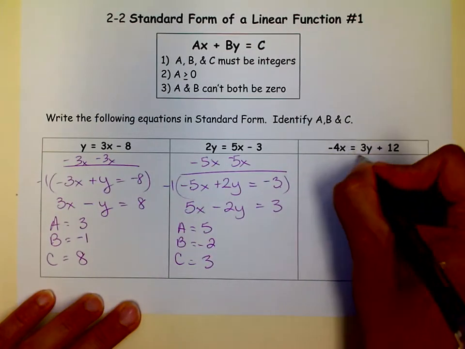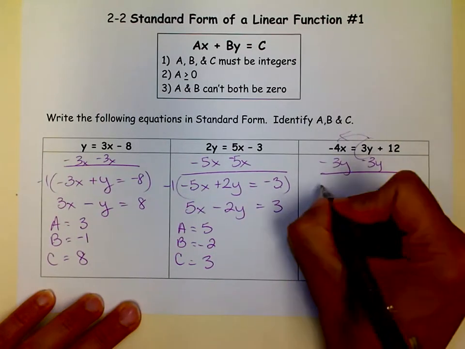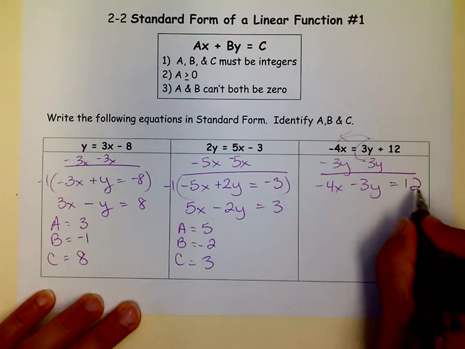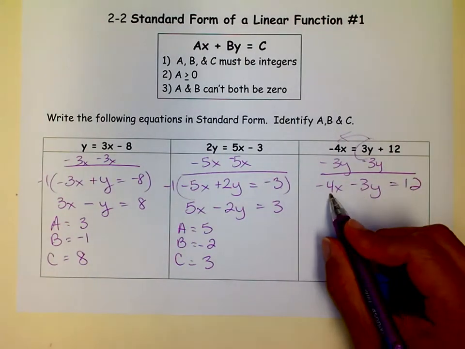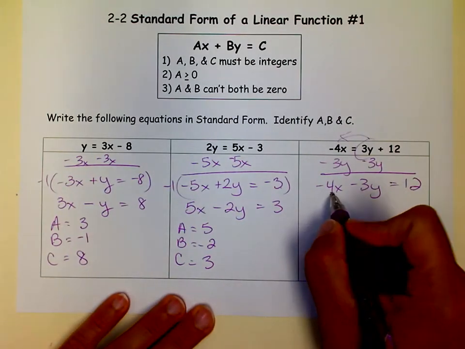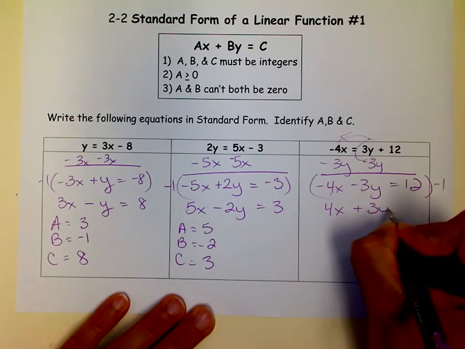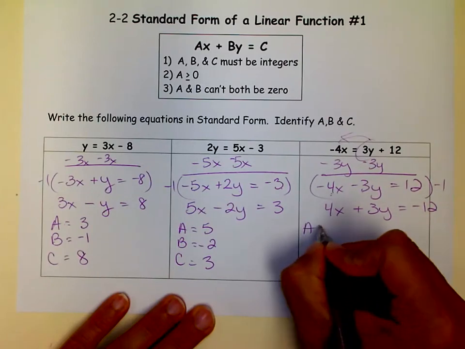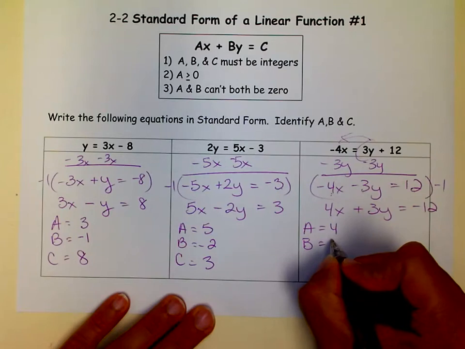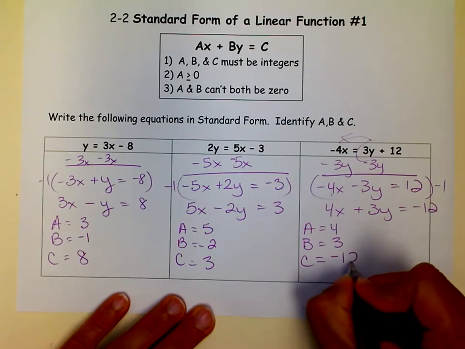Next, we've got to get the y over there this time. So we minus 3y from both sides. When we do that, we get negative 4x minus 3y is equal to 12. Again, no fractions. In the next lesson, I go over the ones that have fractions in them. But we've got to get rid of that negative. So again, remember, we multiply by a negative 1, which changes all the signs. And so a, the coefficient of x, is 4. The coefficient of y, or b, is 3, and the constant, or c, is negative 12.